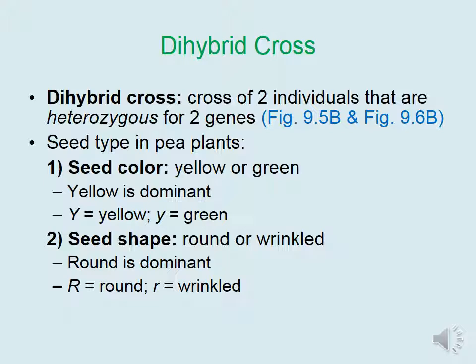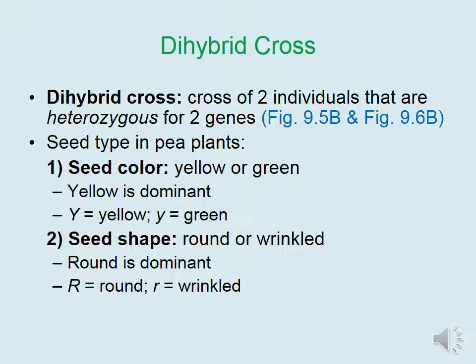Mendel studied seed type in pea plants. This includes seed color and seed shape. Seed color includes yellow or green, where yellow is dominant. Therefore, we use an uppercase letter Y for yellow and a lowercase letter y for green. You may wonder why we don't use a G for green, but by using the same letter, Y, and having one uppercase and one lowercase, we immediately know that this refers to different alleles of the same gene.